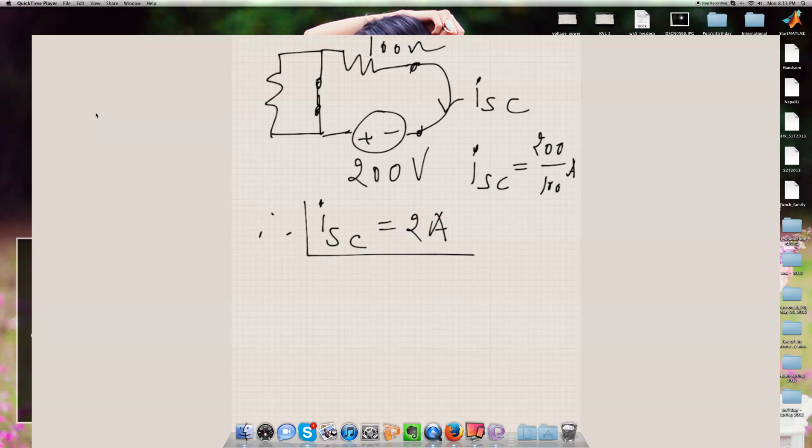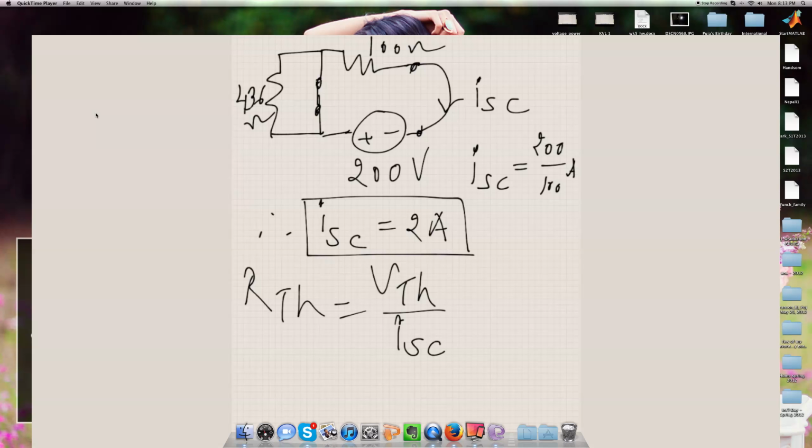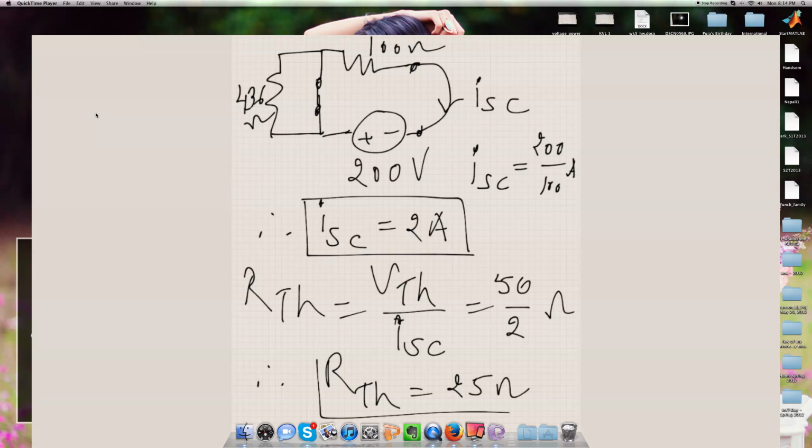Knowing V_Thevenin and I_SC, we have the R_Thevenin determined. We might write the 436 ohm here on the top, but again, truth be told, it's as good as not being there. So R_Thevenin is V_Thevenin over I_SC. And recalling that V_Thevenin is 50 volt, we have here 50 over 2, which is 25, of course. So many ohms. Therefore, R_Thevenin is 25 ohm. At this point, we have Thevenin resistance figured out.